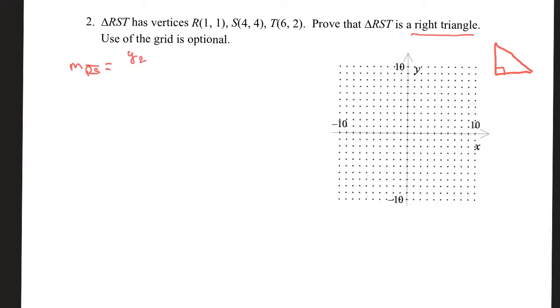So let's just remind ourselves it's y2 minus y1 over x2 minus x1. So RS, my y2 is this 4, and I'm subtracting 1, and I see that that's going to be the same thing for the bottom as well. So 4 minus 1 on top, 4 minus 1 on the bottom, which turns out to be 3 over 3, which equals a slope of 1. Okay? So now I got to do the slope of S and T.